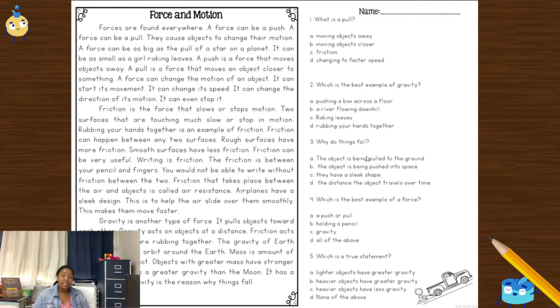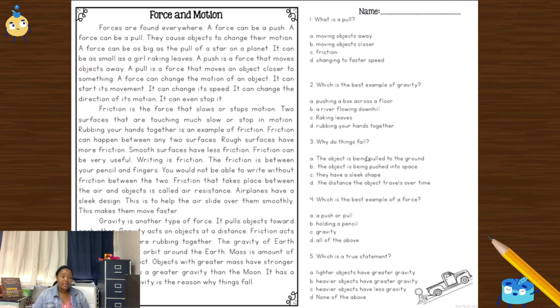Gravity is another type of force, a non-contact force if you remember our vocabulary. It pulls objects toward each other. Gravity acts on objects at a distance. Friction acts on objects that are rubbing together, so that's a contact force. The gravity of Earth holds the moon in orbit around the Earth.